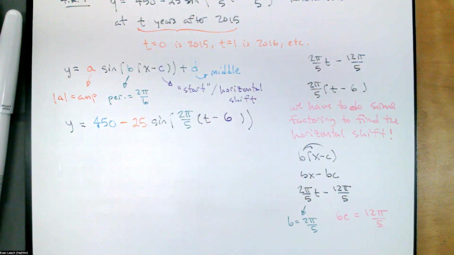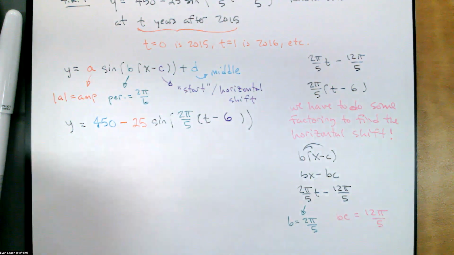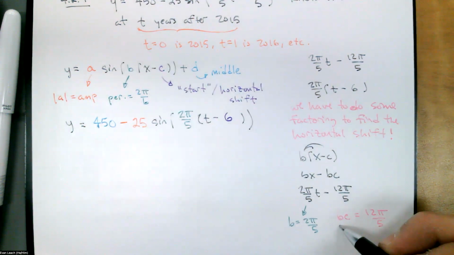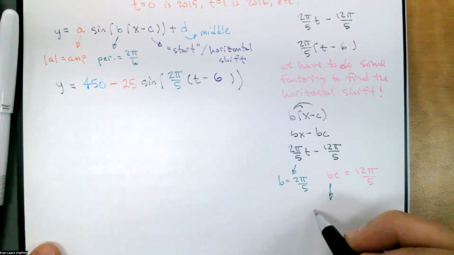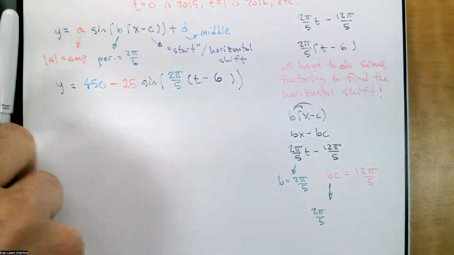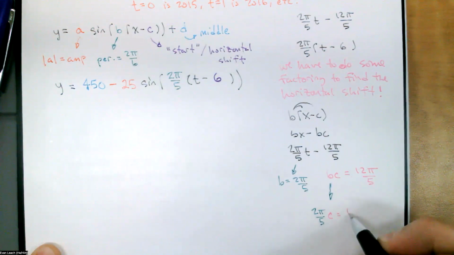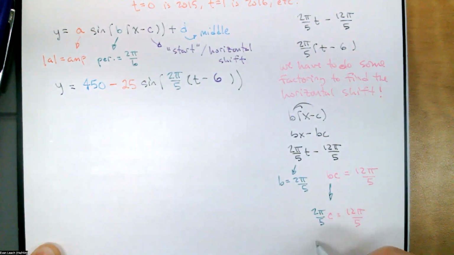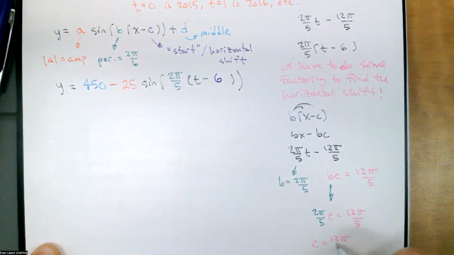Because of the no parentheses thing. Look at the form that we want, that we're able to read: b parentheses x minus c close parentheses. Look at the form we're given, just bx minus something. So without the parentheses, that means that constant inside the sine is a combination of b and c. So it's too much information. But I can replace b with 2 pi over 5. So 2 pi over 5 times c is equal to 12 pi over 5. And we can solve for c by taking 12 pi over 5 and dividing by 2 pi over 5.